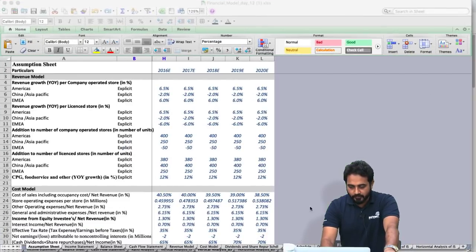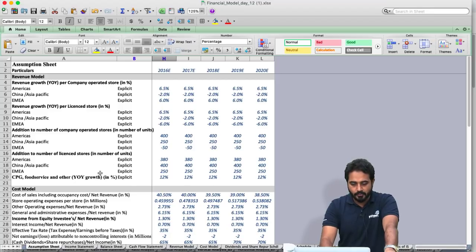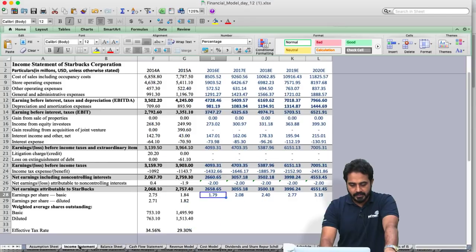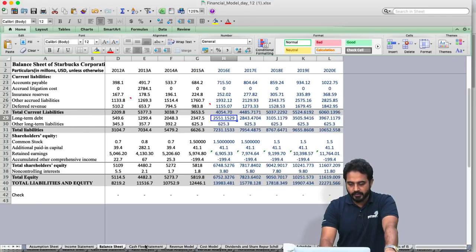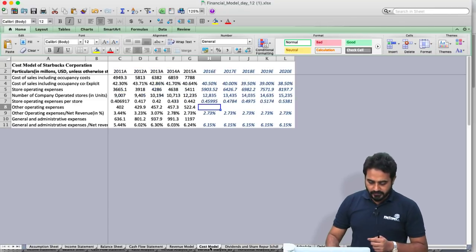Just to give you an overview of how the end result of your model is going to be, I've put a couple of models on my screen. One of them, I think this is a Starbucks model. This is what we prepared, I think, a few years ago. So we have assumptions, we have IS, BS, we have CFS. These are our revenue models, cost model, so on and so forth.